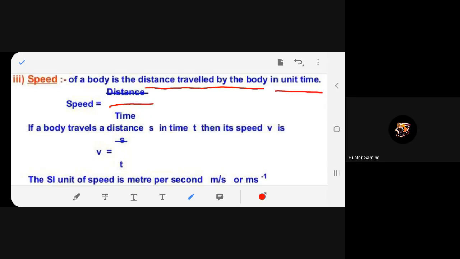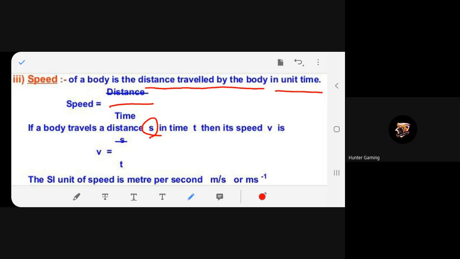If a body travels a distance s in time t, then its speed v is equal to s by t. The SI unit of speed is the meter per second, or meter second inverse.